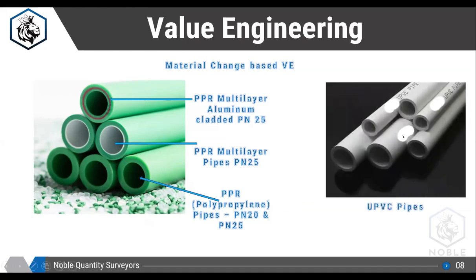The same thing, UPVC. UPVC, it's the cheapest option which is used in the residential buildings. If it is a residential building, villas, townhouse, warehouse, there easily you can use UPVC pipes. And mostly in 90 or 95% of the consultant specifications, they are asking for the PPR pipes or PPR multi-layer or PPR aluminum cladded. So this all can be changed to UPVC type. So this is a kind of value engineering you can do for the residential building, villas, townhouse, warehouse.